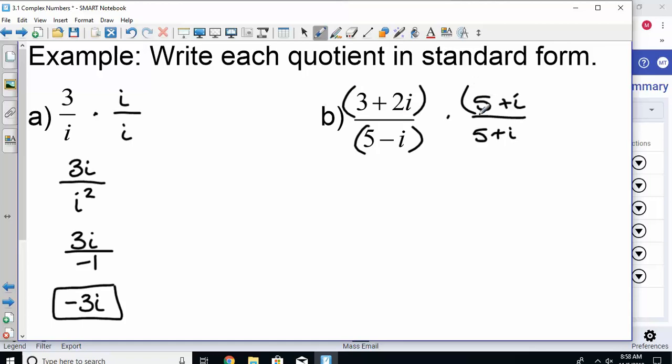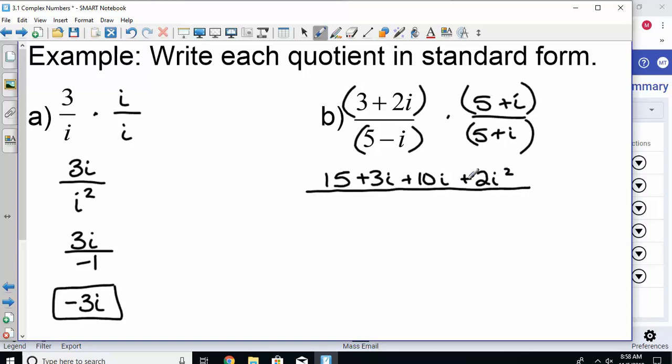Okay, these are two terms, so we are going to have to FOIL all this. So we get 15 plus 3i plus 10i plus 2i squared. On the bottom, if you FOIL, you get 25 plus 5i minus 5i minus i squared.